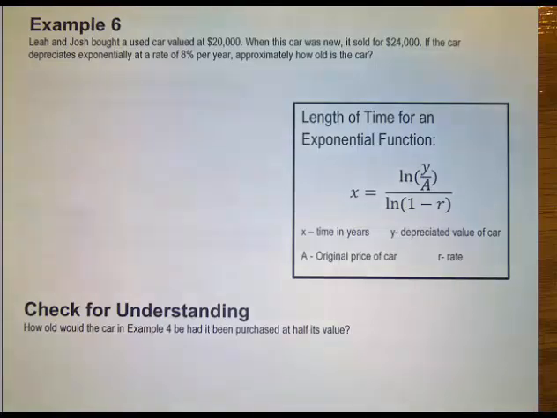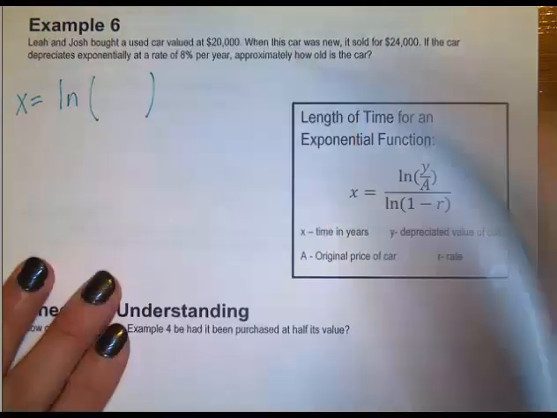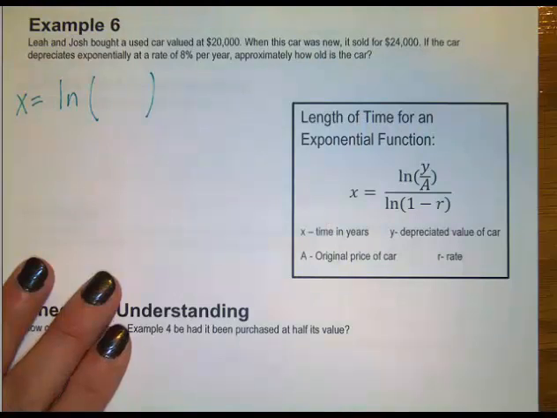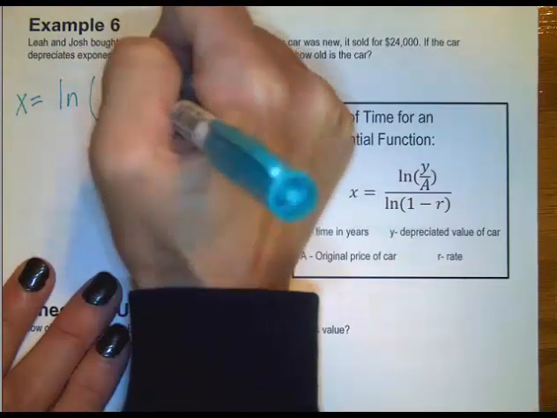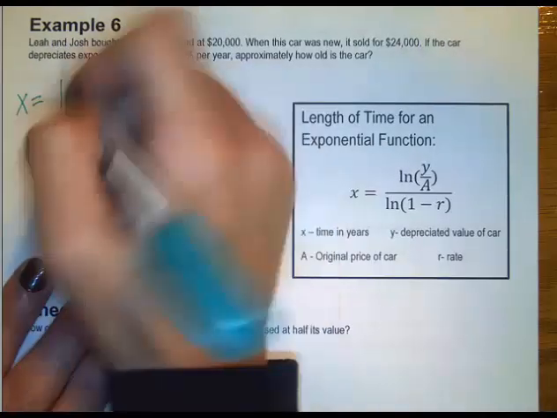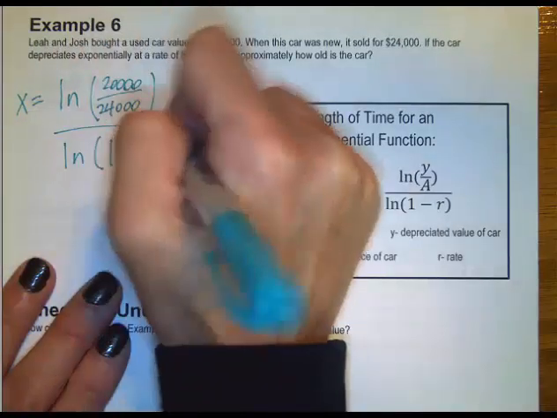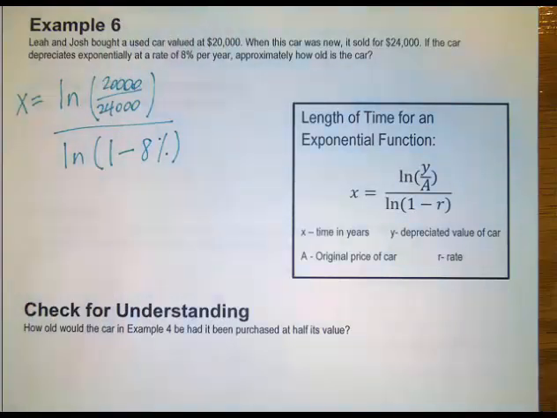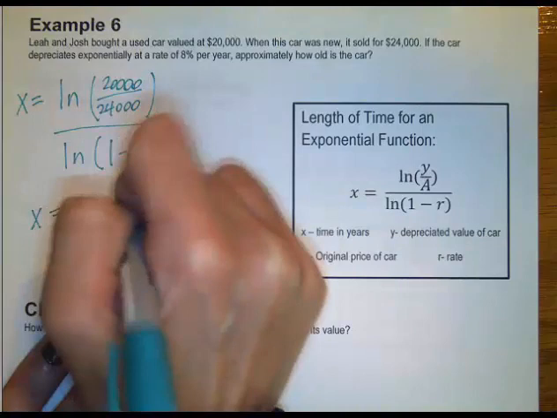So X equals ln. We need Y over A. Y is your depreciated value of the car, and A is the original price. So we have 20,000 over 24,000 all over ln of 1 minus our rate, which was 8% a year. So go ahead and put that in. So we get X to equal 2.186, blah, blah, blah, blah, blah.